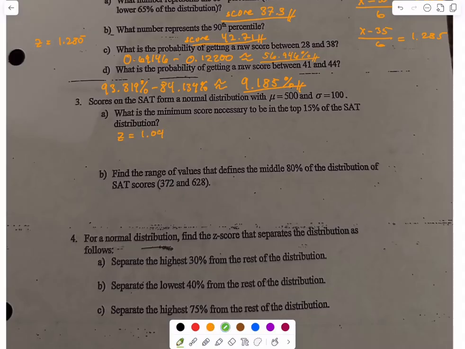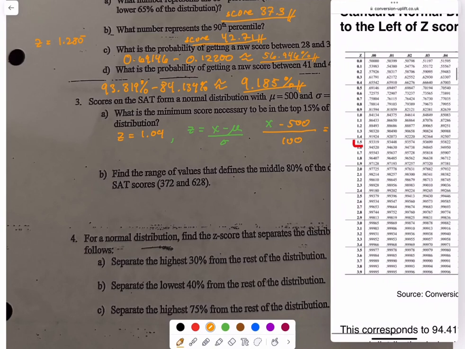Okay, and again, if we use the z-score formula, x minus mu over our standard deviation, we can work backwards to solve for our x. So again, we're solving for x. Our average is 500. Our standard deviation is 100. And 1.04. Let me check that one more time. Right there.